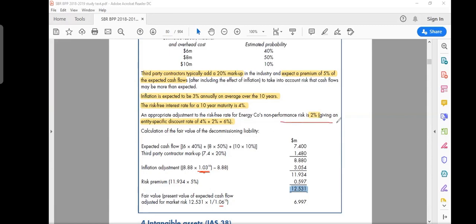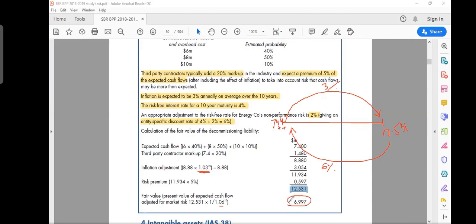So you go like this. So this number you actually calculated here, this 12.531 is here. Because you took 7.440, then you added up some markup, you added up some risk premium, then you inflated it and it became 12.5. You inflated at 3%. But now you are going to discount it at 6%, which is your discount rate. 6% is the market rate. You discount it at your own rate, 6%. So 12.531 million divided by 1.06 power 10 years present value, and it is 6.997 million.